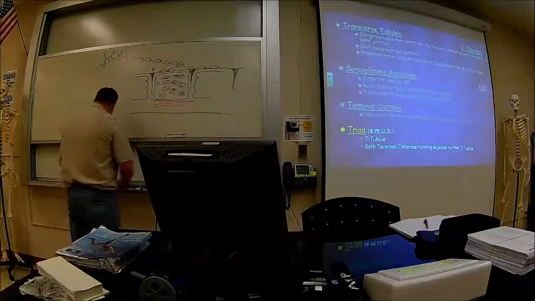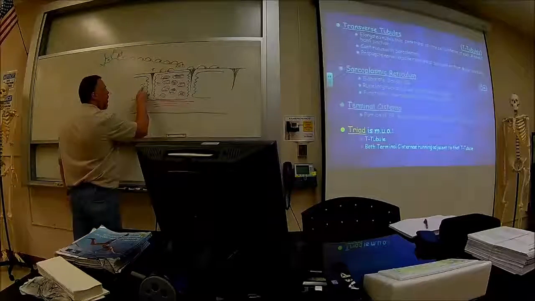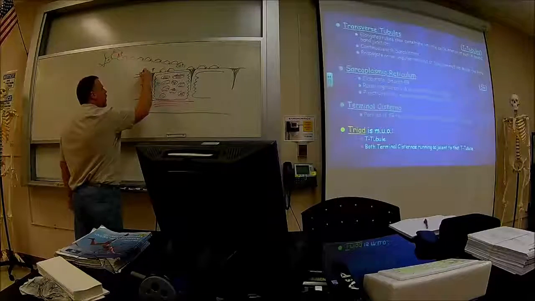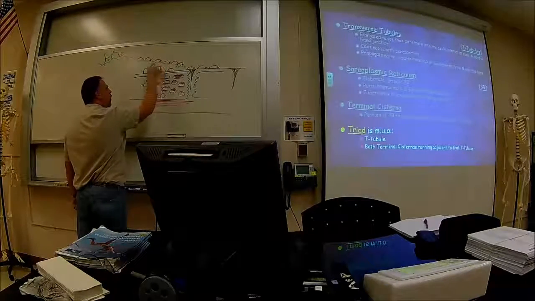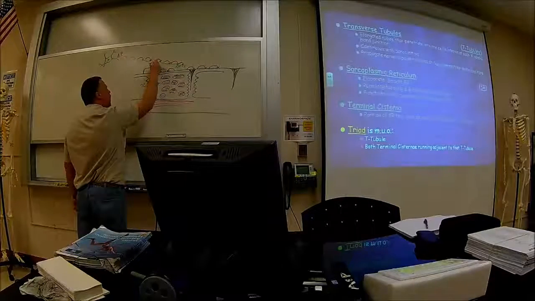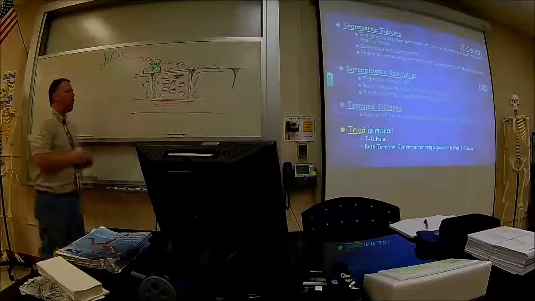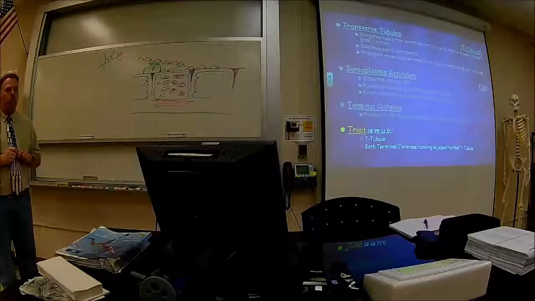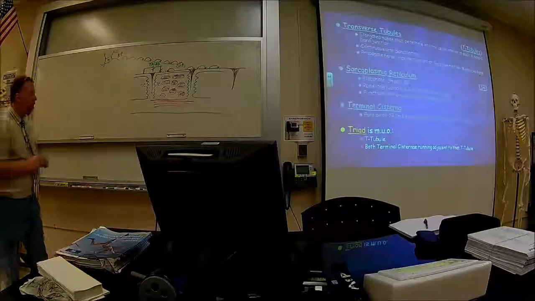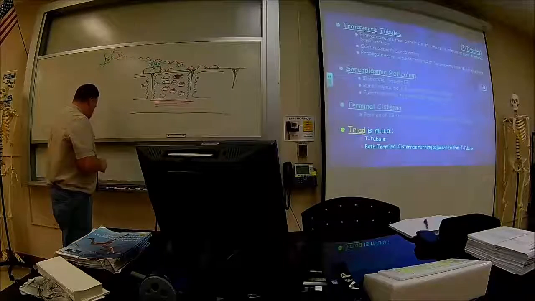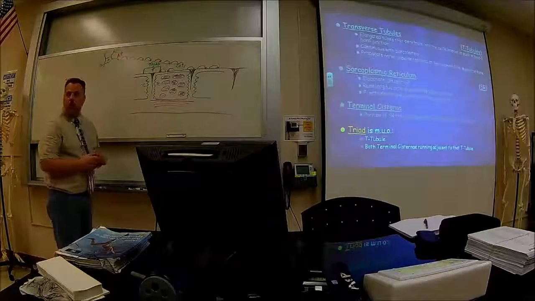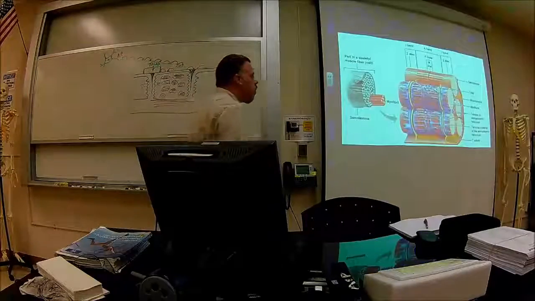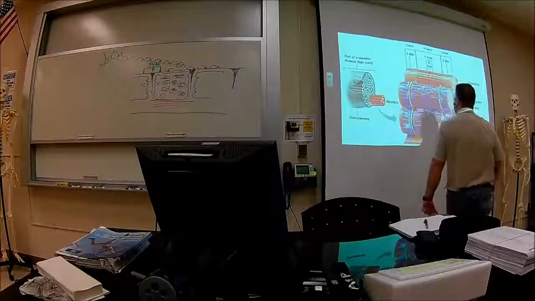When you have this area here, a terminal cisterna, a T-tubule, a terminal cisterna, when you have these three things together, we call this a triad. So good? This is what I've been trying to draw.